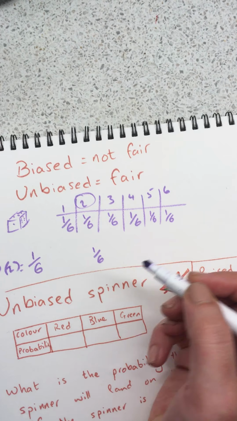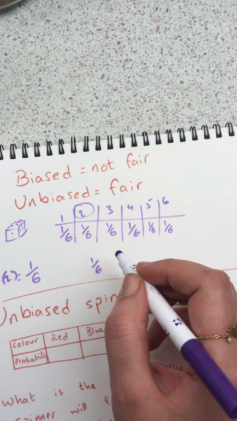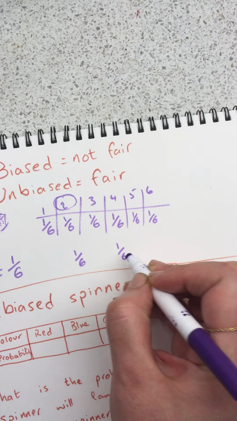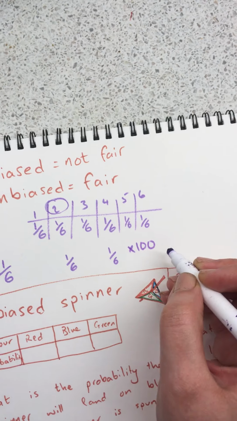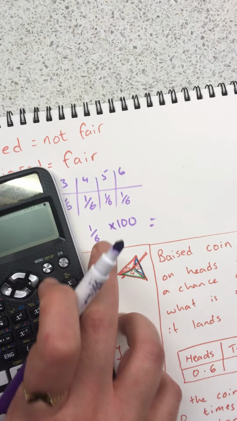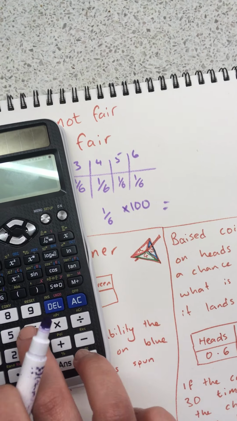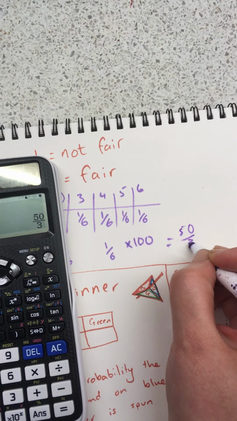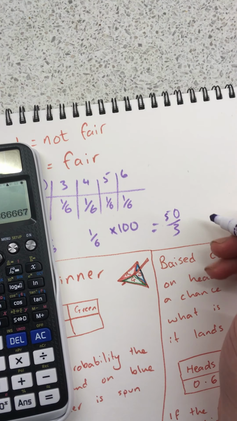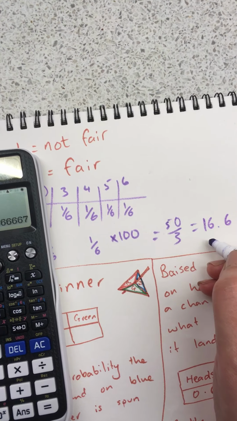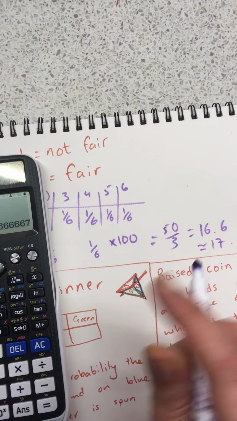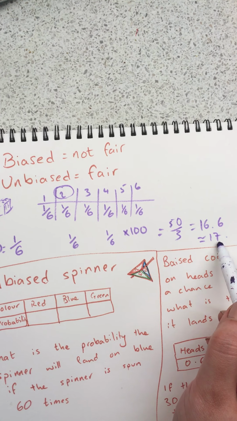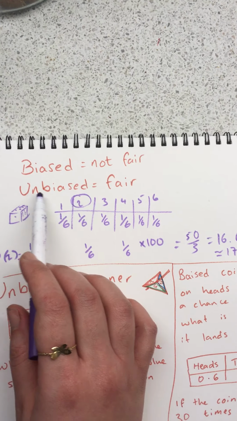It doesn't affect the next chance. So if I was to roll the dice 100 times, how many times would it land on 2? So I'll do 1 out of 6 times 100. And the answer of that is 50 out of 3, which is 16.6. So that's roughly 17 times. So if I roll the dice 100 times, the chance it will land on 2 is around 17 times. Now this is when I have an unbiased dice.